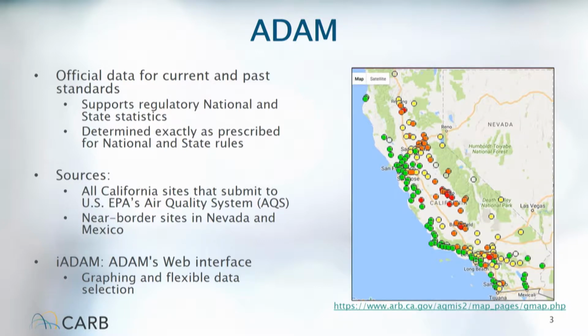ADAM only contains official air quality data, as I mentioned. This means that the only source of data in ADAM is the US EPA's Air Quality System. ADAM includes that information from air monitoring sites in California, as well as several sites in the bordering areas of Nevada and Mexico. Then we make all of the data and statistics in our ADAM database available to the public, where you can interact with the data and download and graph the data on our ADAM web pages.